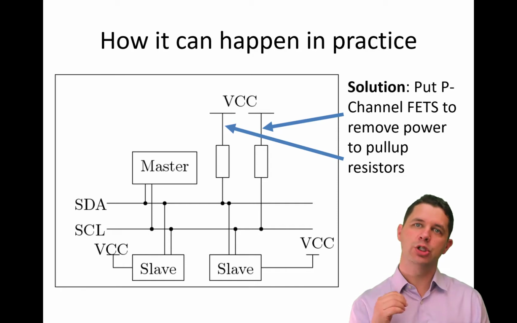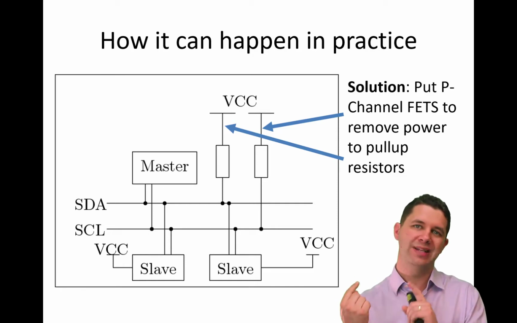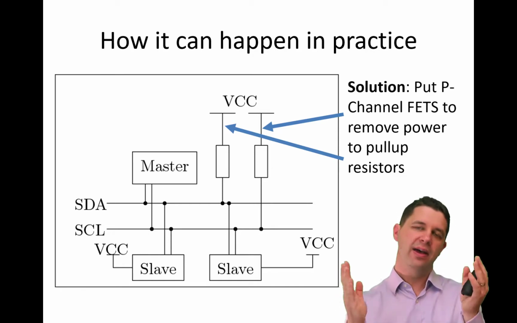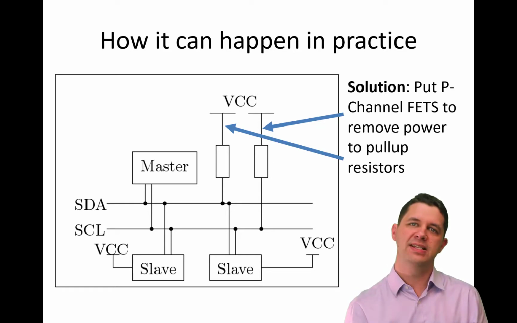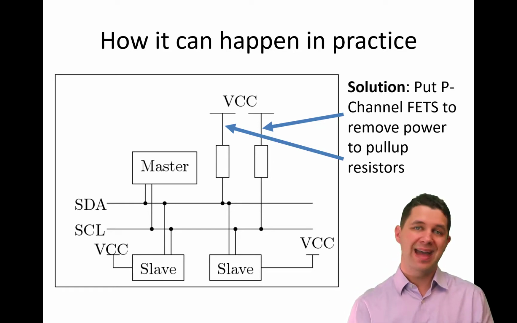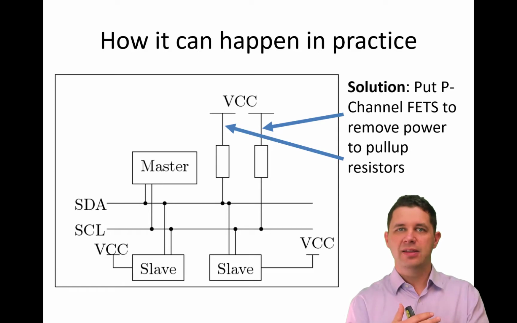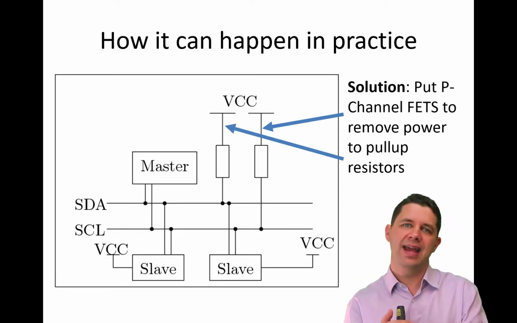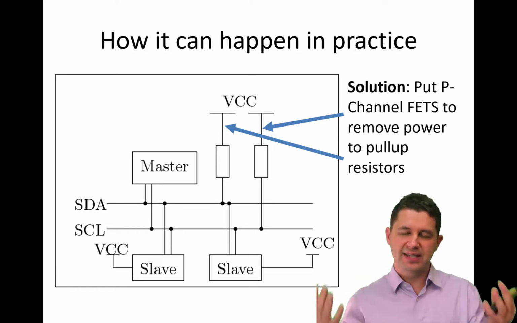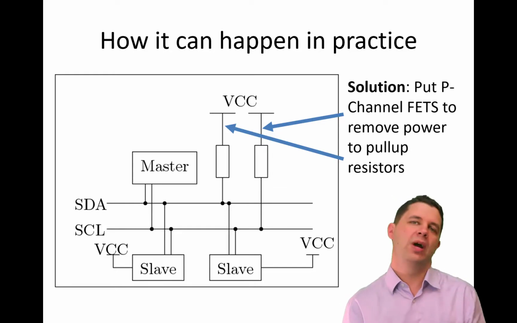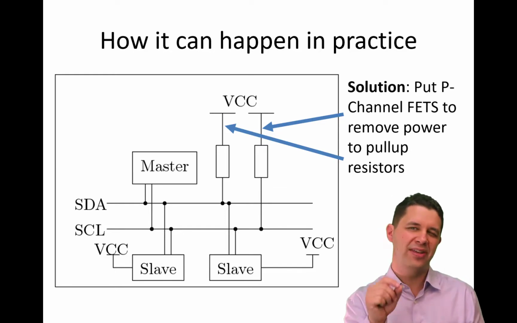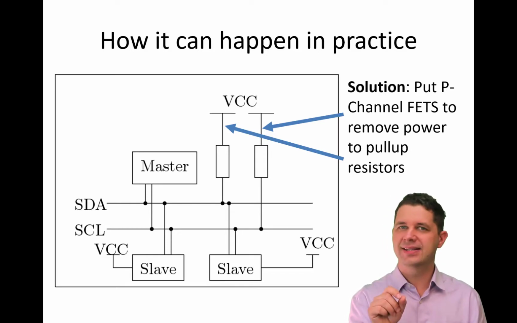So one solution is to put some FETs on your data lines as well, so you effectively remove those pull-up resistors from your data lines and disconnect them. Once you've done that, they're disconnected on the data lines, they're disconnected on the VCC, and they'll be off. They won't draw any more power. So that's just one thing to look out for in practice, phantom power. What other ways can our devices be powered up if not through the data lines?